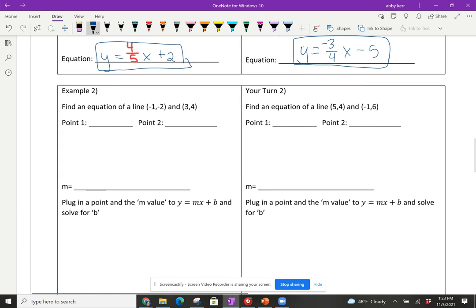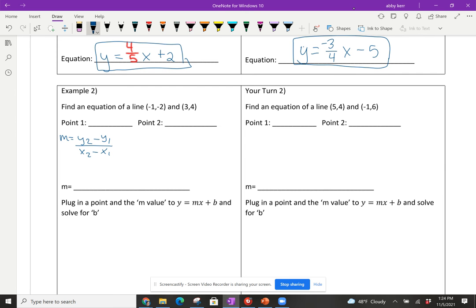Now, example 2 is a little more involved. It's solving algebraically. We learned on Monday that it is y2 minus y1 over x2 minus x1 for the slope. And that's exactly what we need to do. So these are our ordered pairs. This is my first point, and this is going to be my second point.